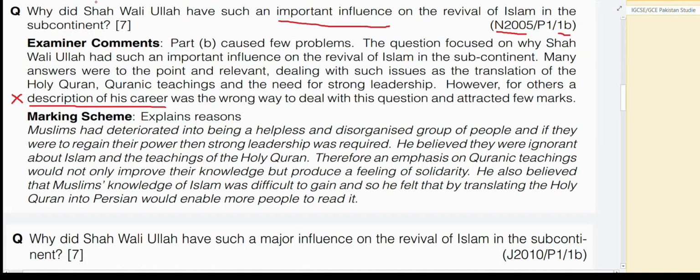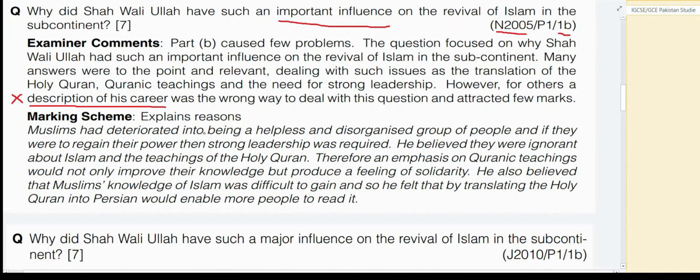Basically, we have to write the beliefs, the works, and the importance. Every single thing, right, in this question, in this answer, right? There are 3 things: beliefs, works, and importance. We have to write every single thing, right? Why? Look at the marking scheme now.